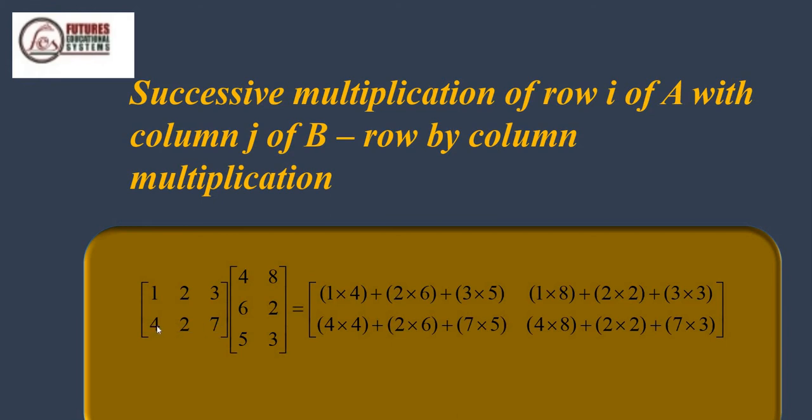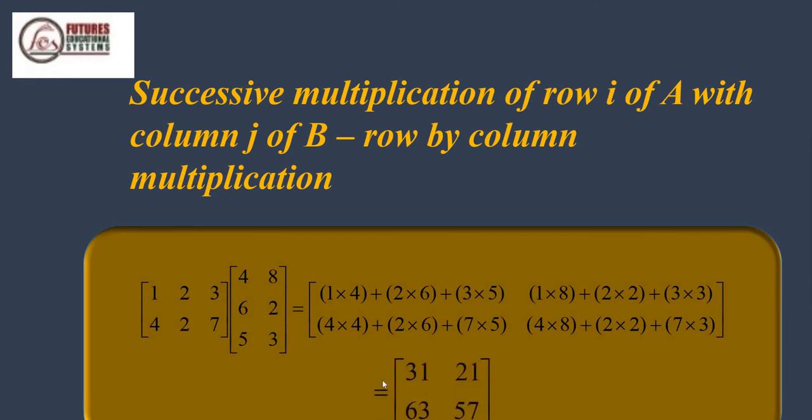And now you multiply the second row by the first column: 4 by 4 plus 2 by 6 plus 7 by 5. This gives A21, the second row and the first column. The last one, multiply the second row by the second column: 4 by 8 plus 2 by 2 plus 7 by 3. This gives A22, the second row and the second column.